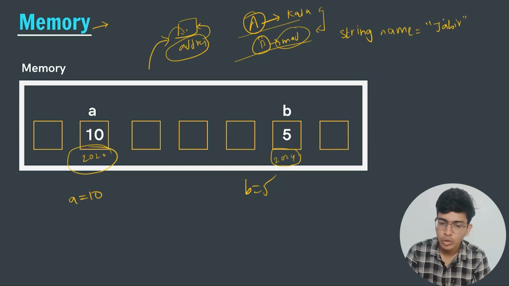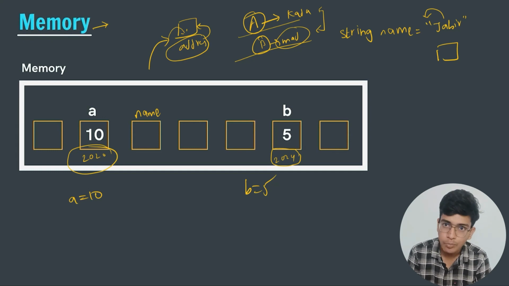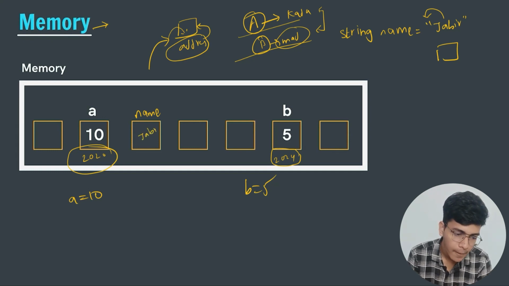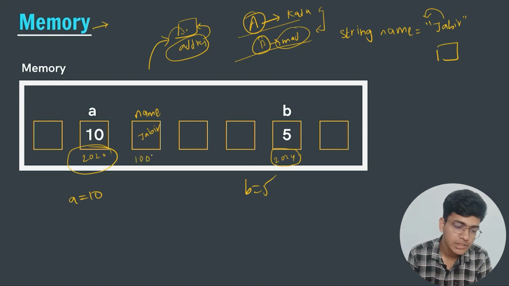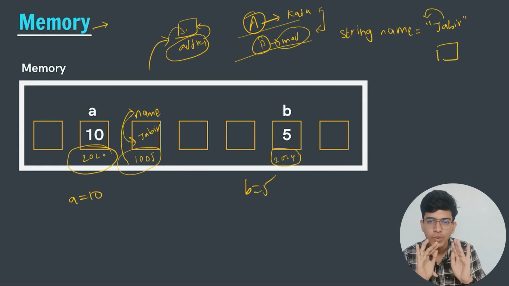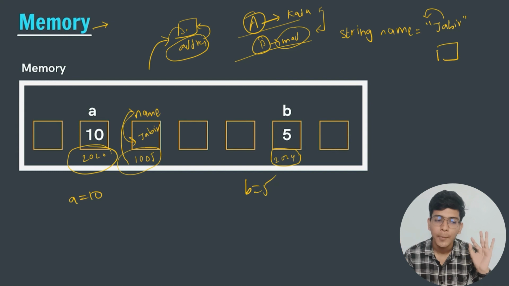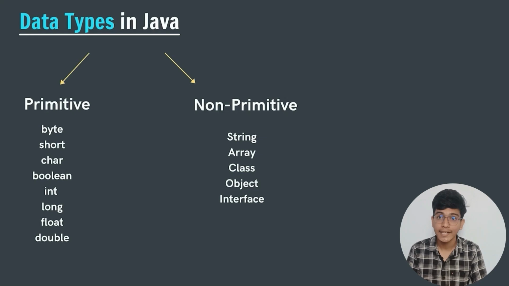right? So what it will do is it will create a block, and the name of that particular block will be name. After that, the data which is stored in that block will be Jabir, and the address, I am giving some random number like 1005. So using this address, I can go into the name and get the value of that particular variable. I hope you understand. I told you in a basic format, but I hope you got the idea of how memory allocation works. Now let us talk about data types in Java.